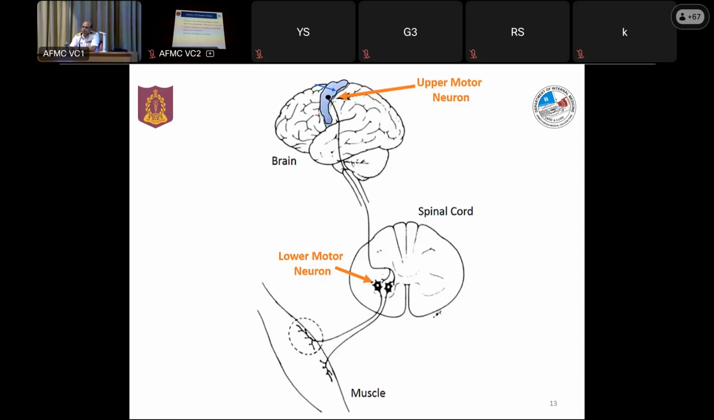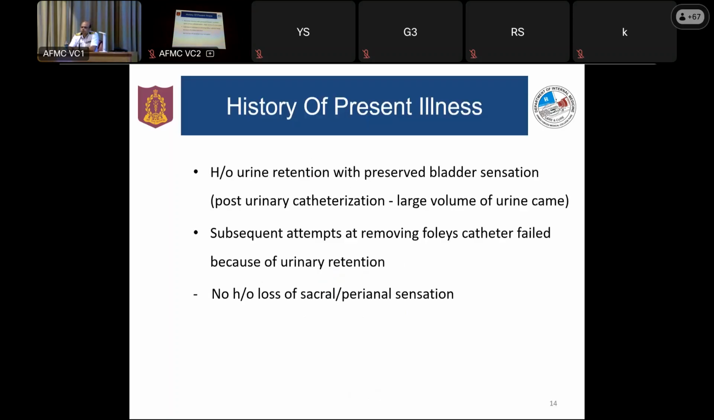Okay, correct. Further, there is a history of urinary retention with preserved bladder sensations. Post urinary catheterization, a large volume of urine came out. Subsequent attempt at removing the Foley's catheter failed because of urinary retention. There is no history of loss of sacral and perineal sensations.